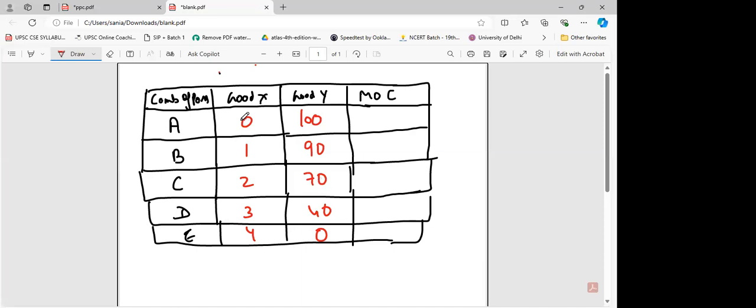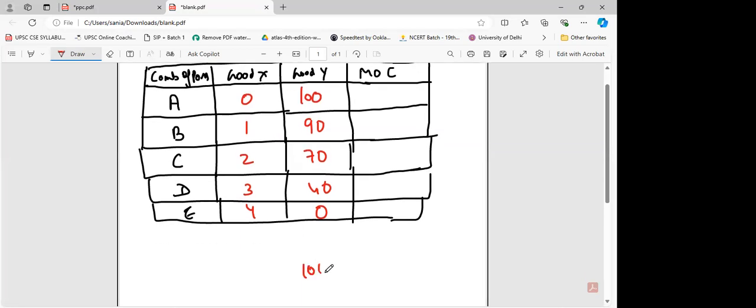Clear? So if this is increasing, this is decreasing, right? You cannot produce everything. So in case you want to produce good Y, you need to produce less of good X. If you want to produce more of good X, you need to reduce good Y, right?